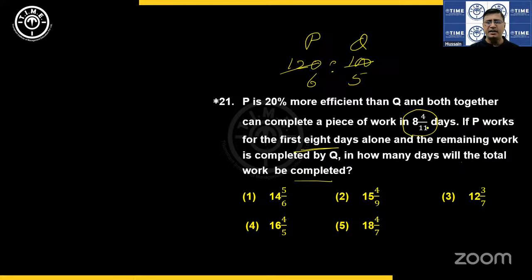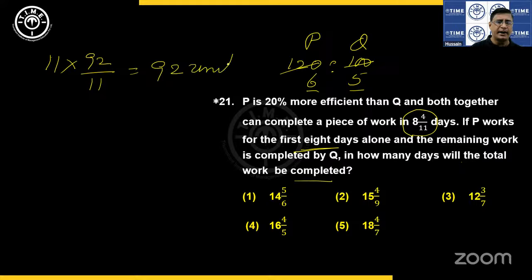Together completed in how many days? 8 4/11. 8 into 11, 88, plus 4, 92 by 11. Together means here 6 plus 5, that is 11. They completed in 92/11 days, so the total work is 92 units. P works for the first 8 days alone. Efficiency is 6. 6 into 8, 48.